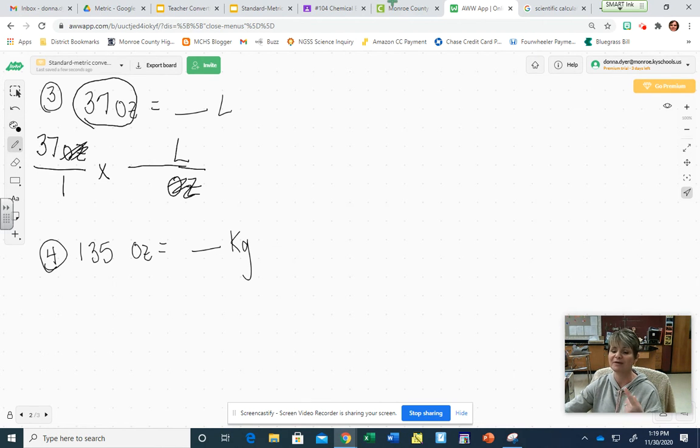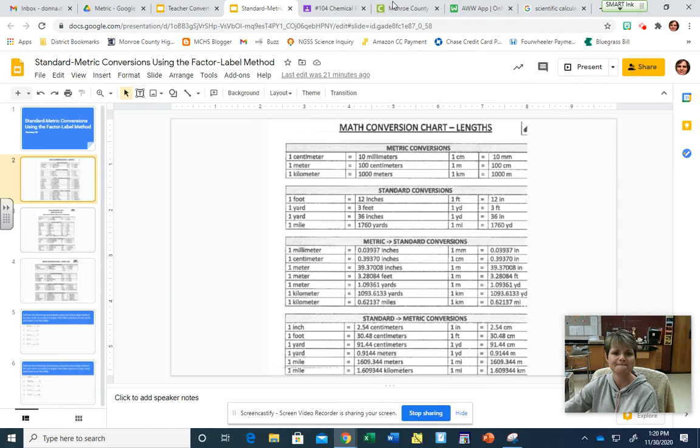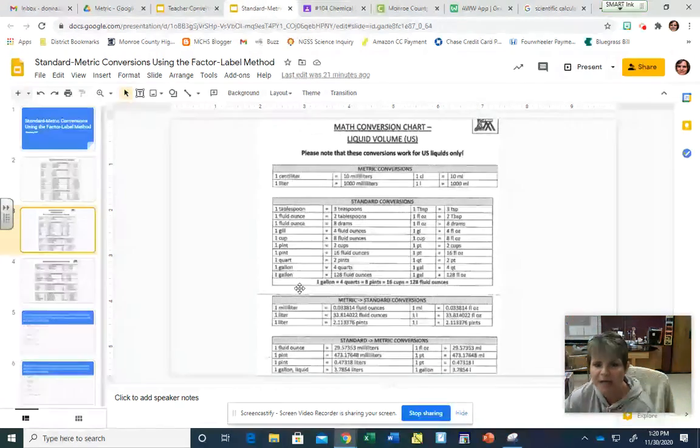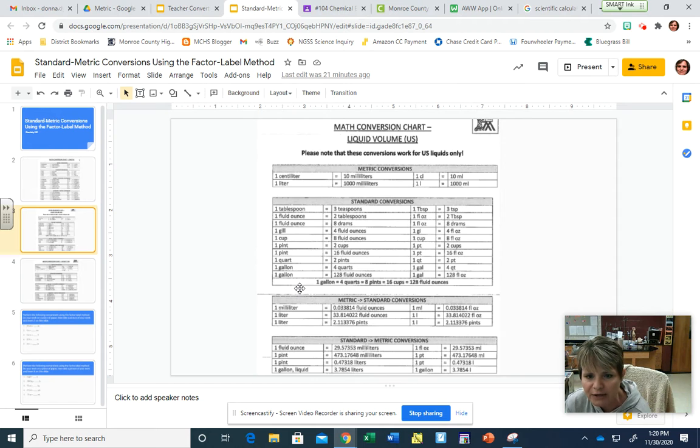So again, remember, we have a length, a fluid volume, and a weight. Which one of those do I need to use? Liters and ounces, I hope you said our fluid volume. If you're not sure, check until you find the one that you need. But I know that liters and ounces are fluid volume. So I'm going to go to the fluid volume chart and look for a conversion factor that has liters and ounces. So here's the fluid volume chart. Here is liter and ounces right here.